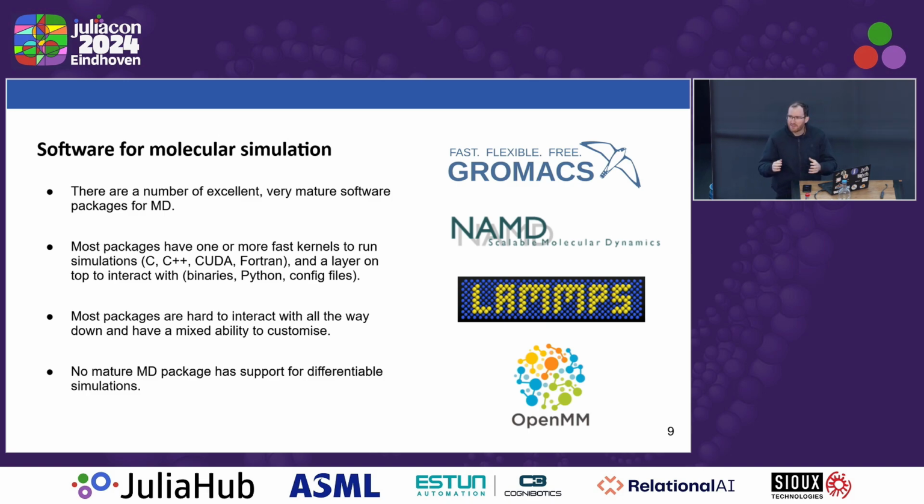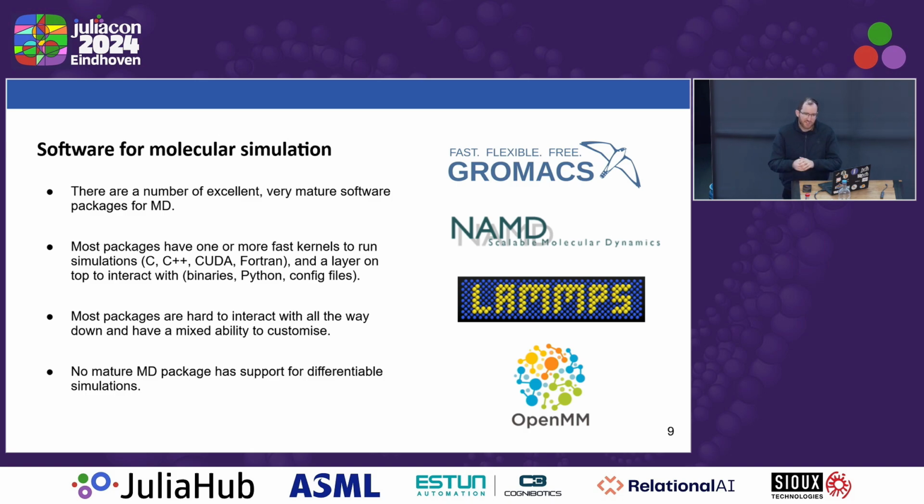Heavily optimized. They write low-level routines for different architectures. I think at some point they thought the square root function was too slow, so they wrote their own square root function. They're really focused on performance. And most of these packages work the same way. They have one or more fast kernels that run the simulation, whether that be in C or CUDA. And then they have some layer on top which you can interact with. So for instance, in the case of Gromacs, it would be a binary, or OpenMM would be a Python interface.